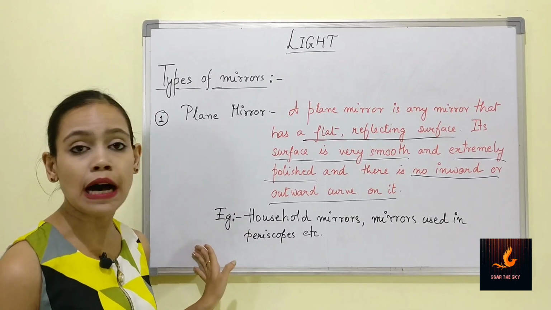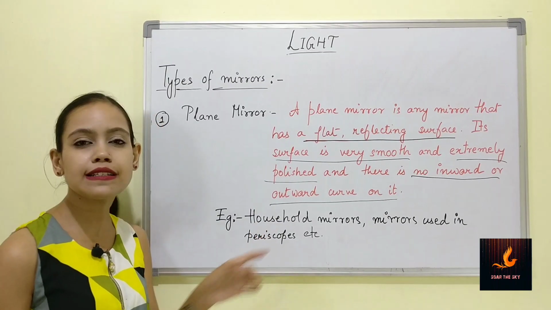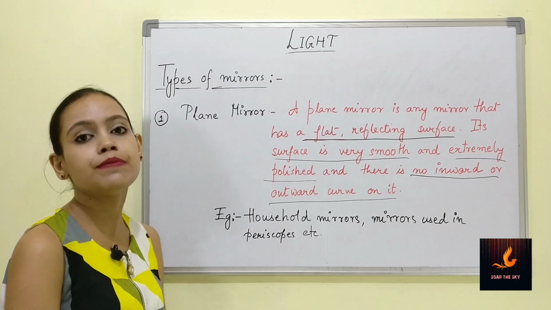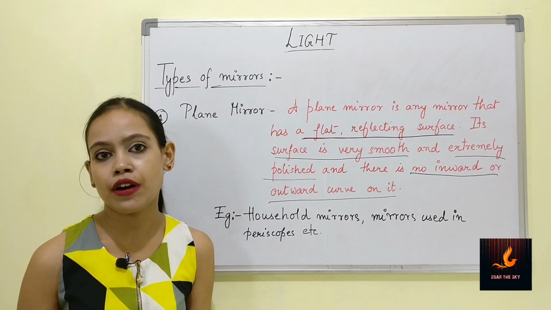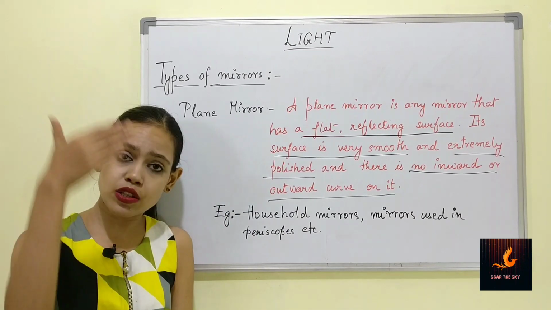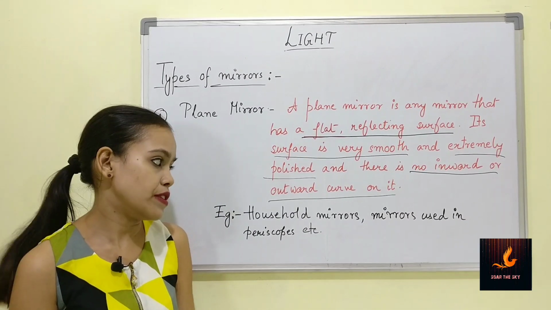So what are the examples of a plane mirror? The first example that's very easy to see is household mirrors: the mirror used in your bedroom, the mirror in your bathroom, or the other mirrors that you see inside your house are plane mirrors. They have an extremely flat surface.